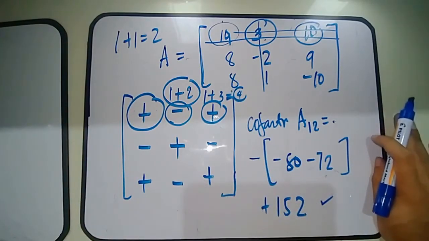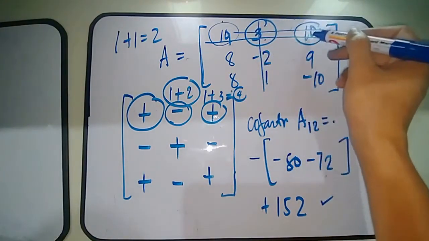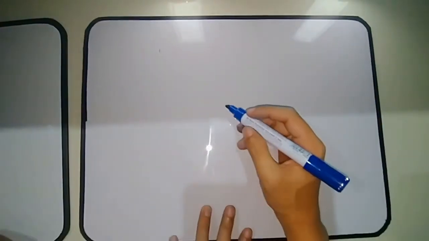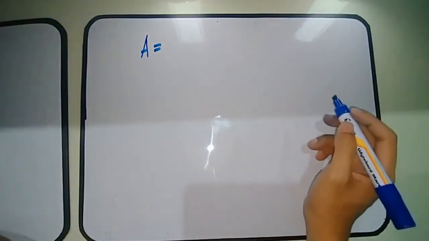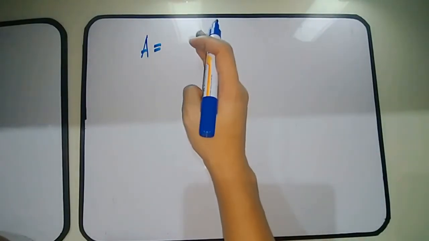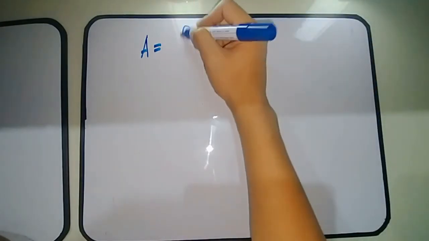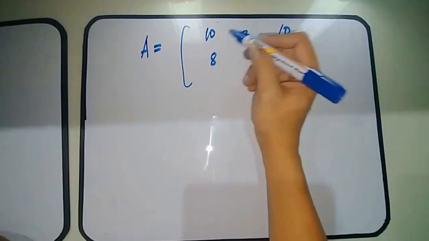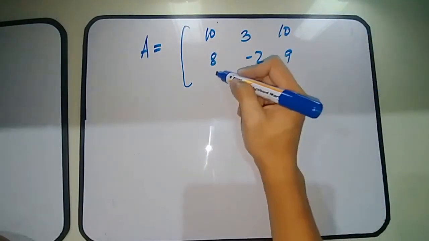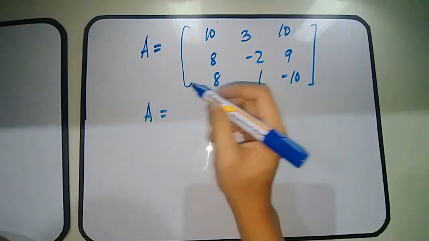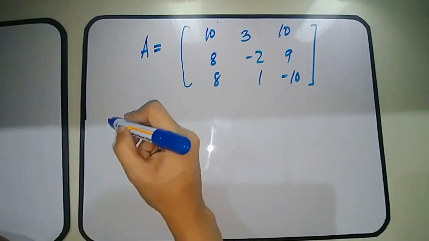Now let's go to the concept of cofactor of matrix. So ang cofactor of matrix guys, basically, kukunin natin lahat ng cofactor of the individual and gagawin natin siyang matrix. For example here, meron tayong next example. So yung matrix natin, kukunin natin guys yung cofactor matrix, hindi na yung individual. Example here, we have here yung ating 3x3. So 10, 3, 10. You have here 8, negative 2, 9, so 8, 1, negative 10. So here, A. So the cofactor of matrix A.